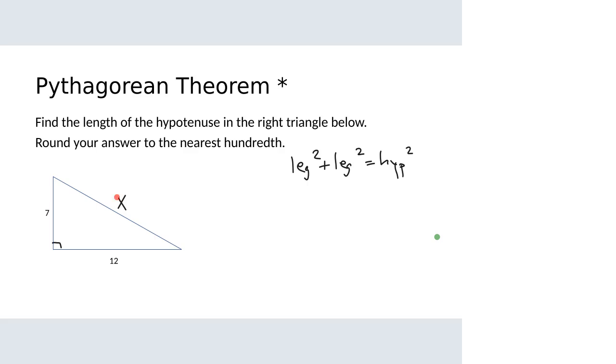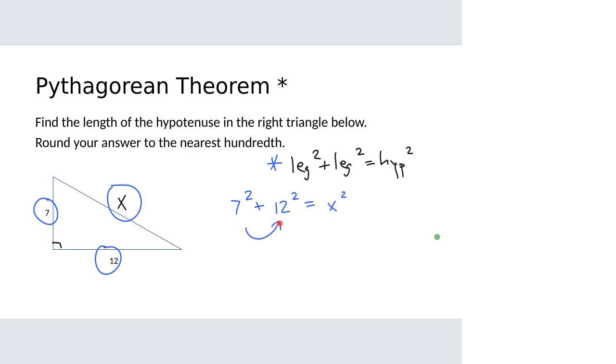All right, so we're going to use the Pythagorean theorem here because we have a right triangle. We know two sides, and we're looking for the other side. That's how we know to use the Pythagorean theorem. I know two sides. I want to find the third one. And so here I have leg squared plus leg squared is hypotenuse squared. And I want to solve this for x.